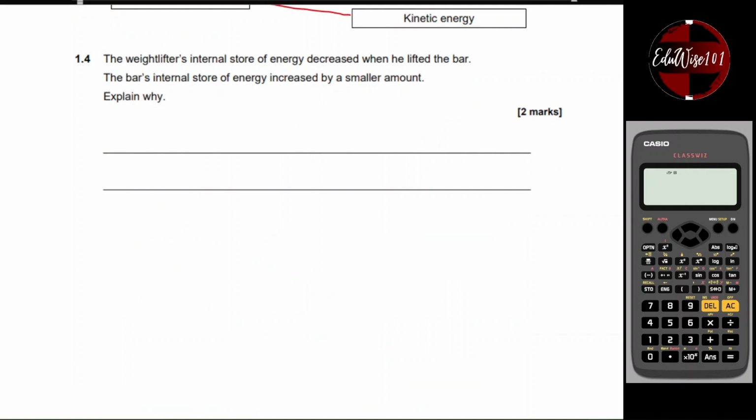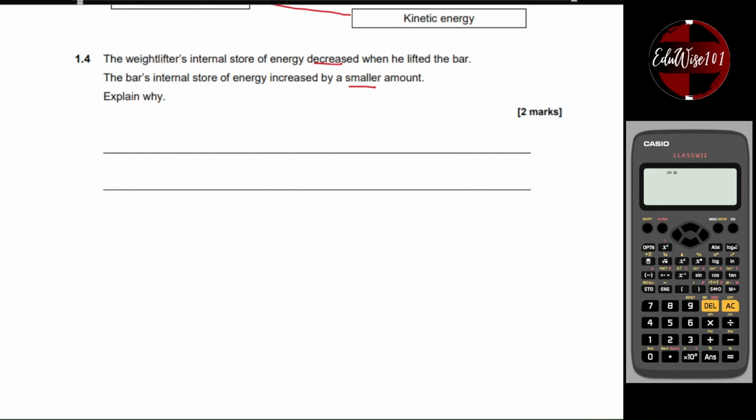1.4. The weightlifter's internal store of energy decreased when he lifted the bar. The bar's internal store of energy increased by a small amount. Explain why. Most of you got these questions wrong because you didn't understand what the question was asking. They've already stated that the weightlifter's internal energy store decreased and the bar's internal store of energy increased by a small amount. So explain why. What they're asking is, why is there a difference?